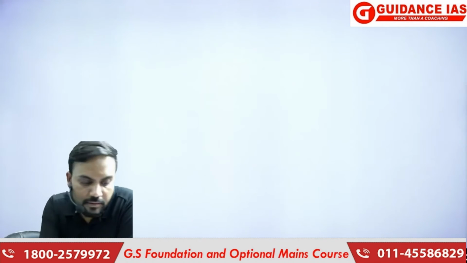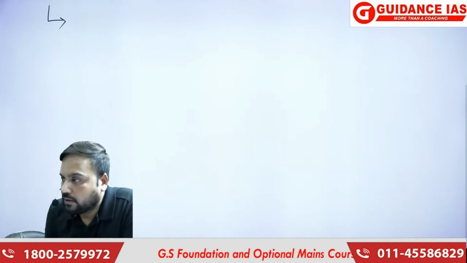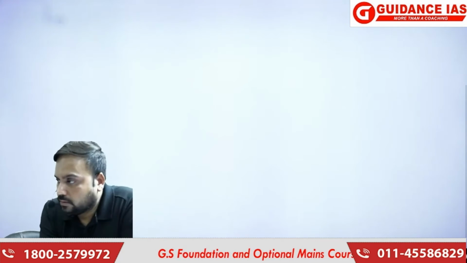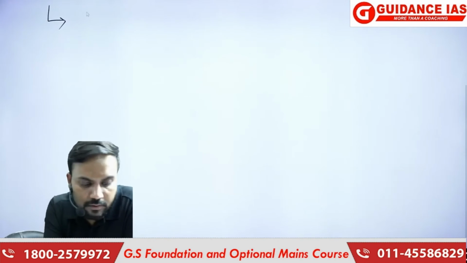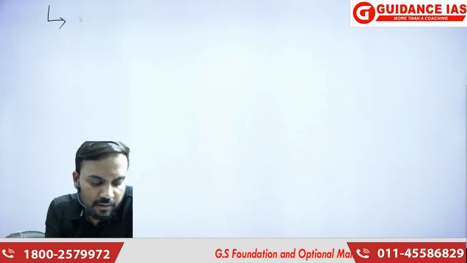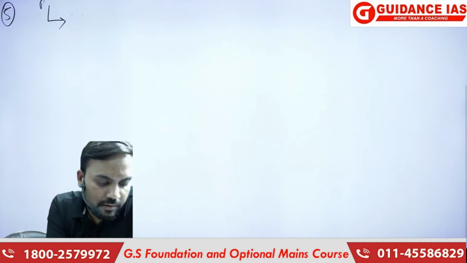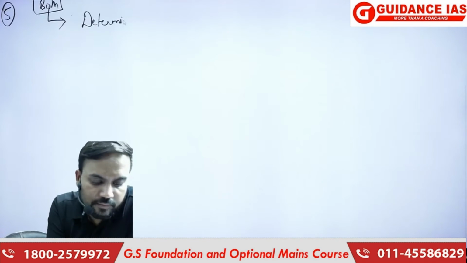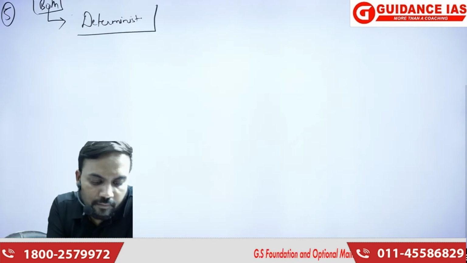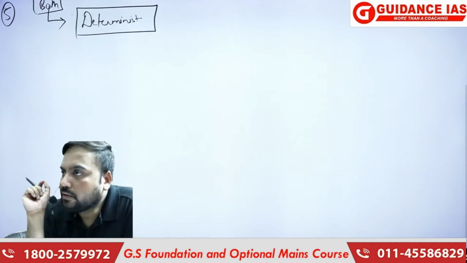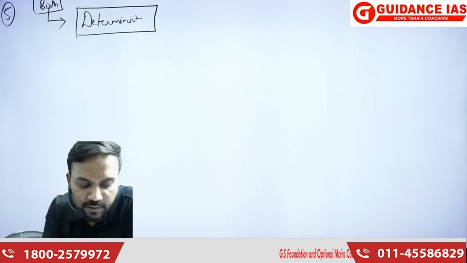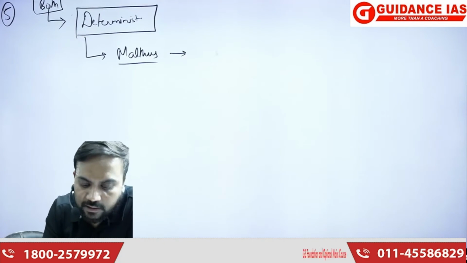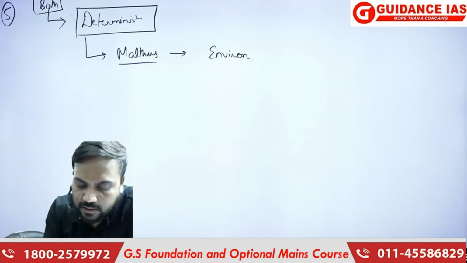Then, if you talk about both of them, here you can say, fifth point होगा ना ये? Both of them were determinists. Both of them were determinist in their outlook. जैसा पहले हमने बोला, on the one case, Malthus, he was very clearly an environmental determinist.